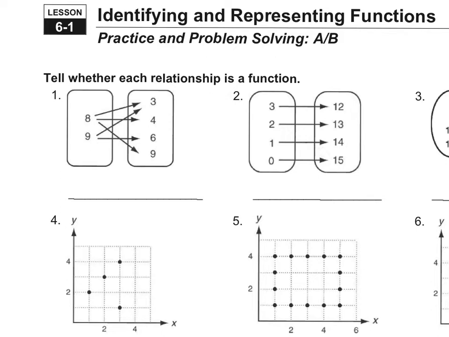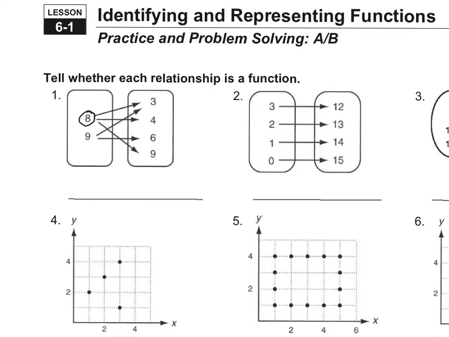pointing to a given y value. So when I have, I should say it this way, when the x value points to one and only one y value. So when you look at this first pairing here, where you have 8 and 9 on the left-hand side, you can see that the 8 points to two different values. And what that means is that there's no function, there's no rule that I can follow to get from the input value of 8 to an output value, because one time it points at 3, another time it points at 4, another time it points at 9.